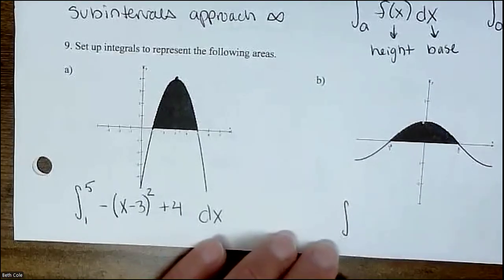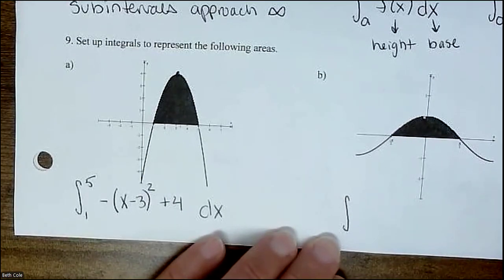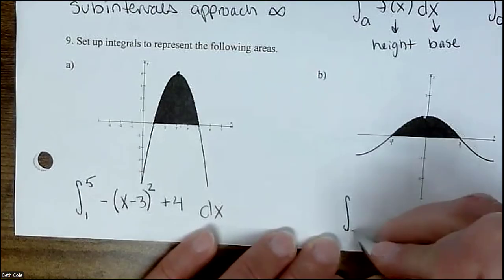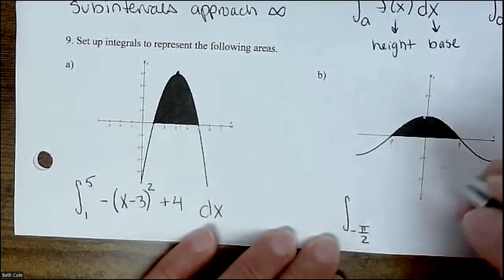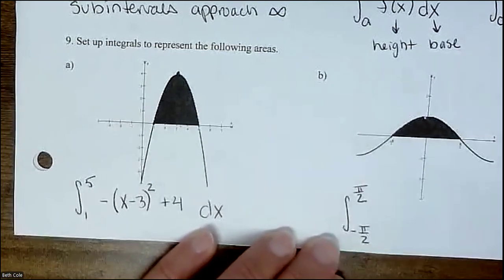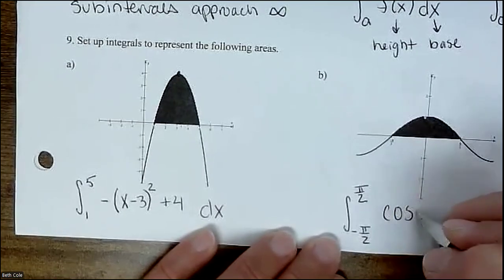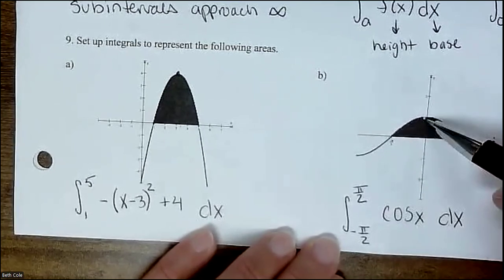Integral from where to where? It's written on there super tiny. You can see it. Although you all passed pre-calc, so you should actually know what those are anyway. Good. Negative pi over 2 to pi over 2. What's that a graph of? Why is it cosine? Because it starts at 1.